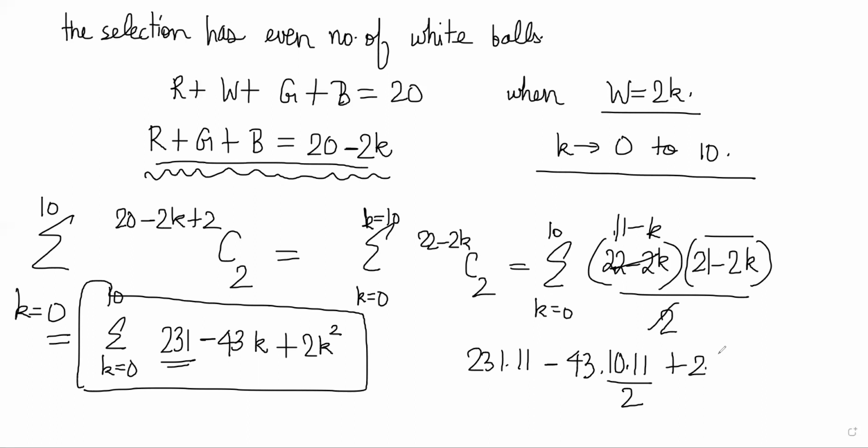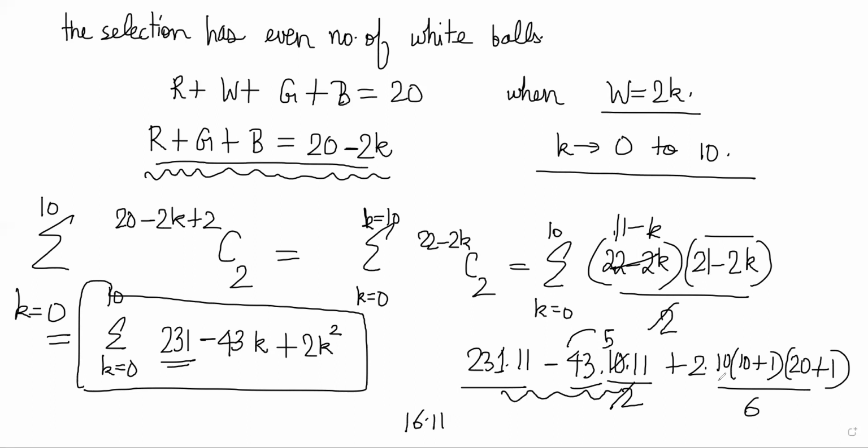So this is 10 into 10 plus 1 into 20 plus 1 by 6, right? So you will get 43 into 5 into 11. So 231 into 11 minus, this is 215, right? Into 11. So you'll get 16 into 11 is left after subtracting, right? And here you get 21, and here divided by 3, 7. This is 2, and this is 5. So 2 into 5, 10. 10 into 11 into 7.